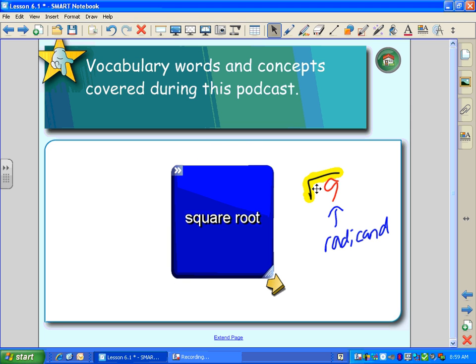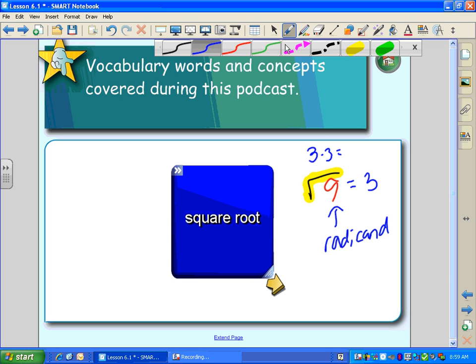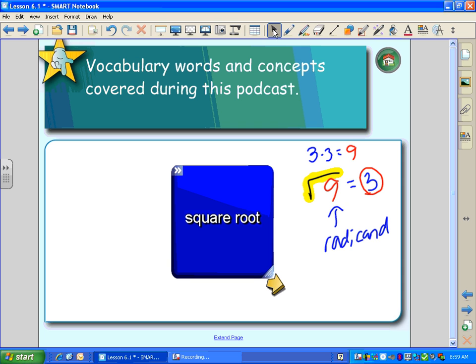Square root. Two numbers that are the same, that when you multiply them together, give you the radicand. So for example, the square root of 9 would be 3, because 3 times 3 gives you 9. So we say the square root in this problem is 3.